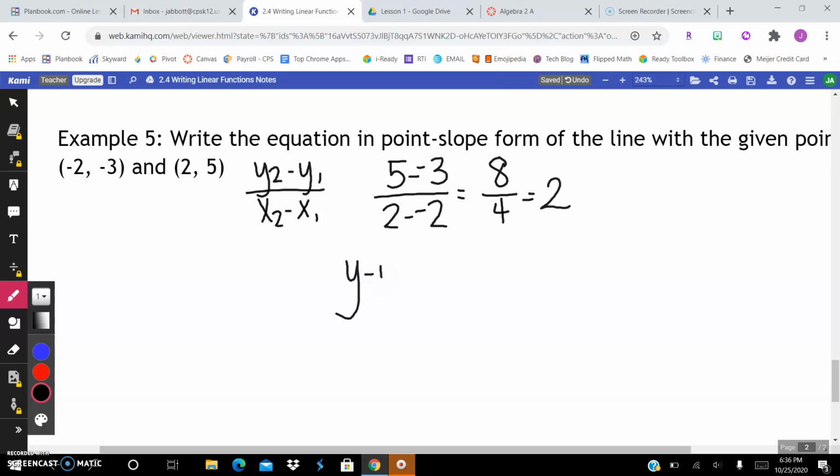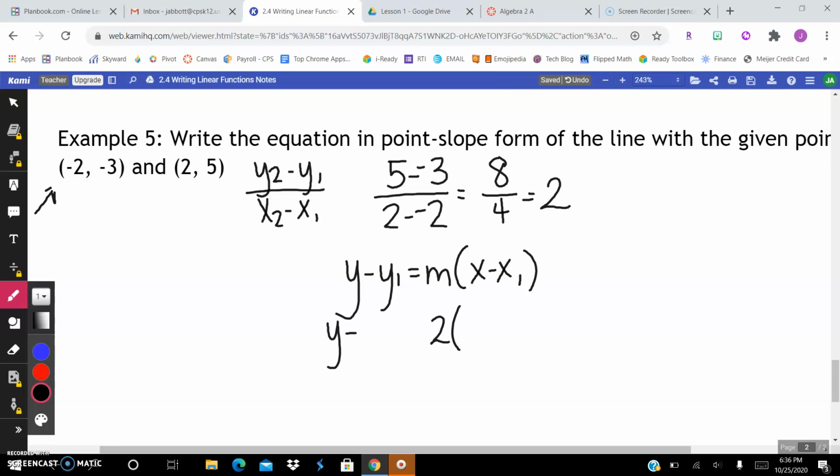So our point-slope form looks like that. Now we're going to plug in what we know. We just figured out the slope was 2. And then we can pick whatever point we want. I'm going to pick this first one because I want to show you what negatives are going to do in this form. So we have y minus y1.